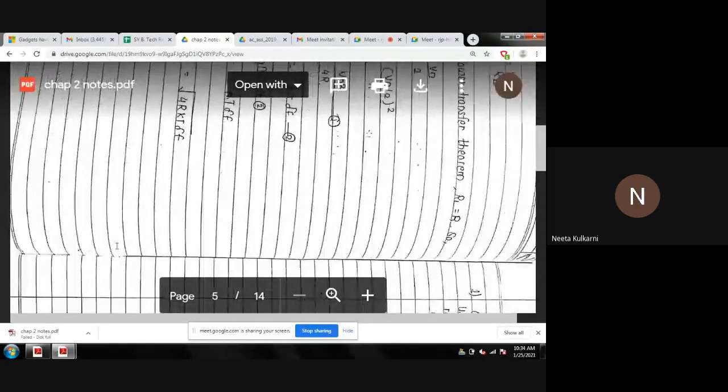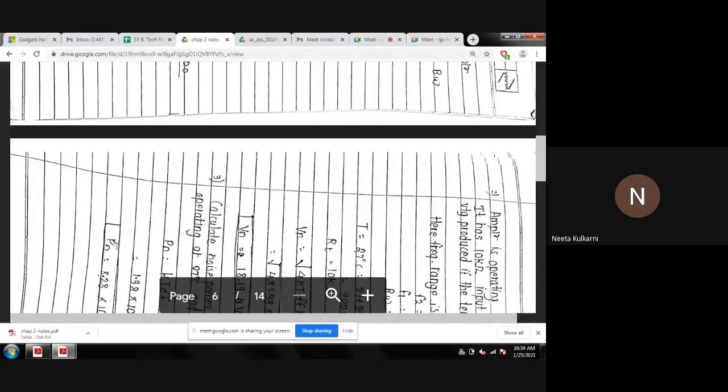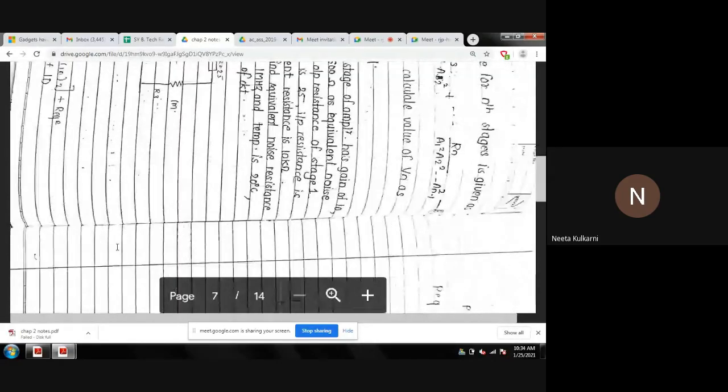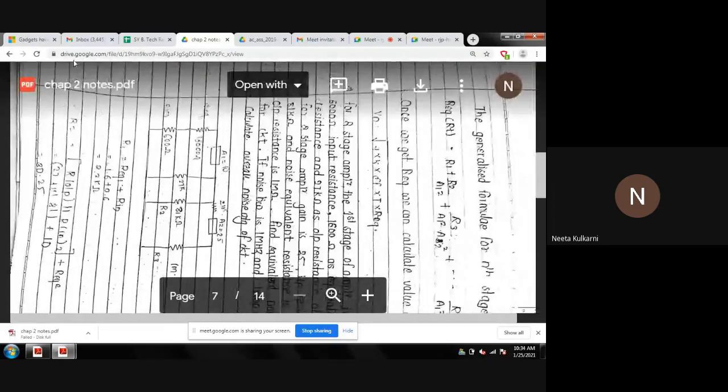Okay, 1 minute. Actually, I'm not able to rotate it right now because I am unable to download it.